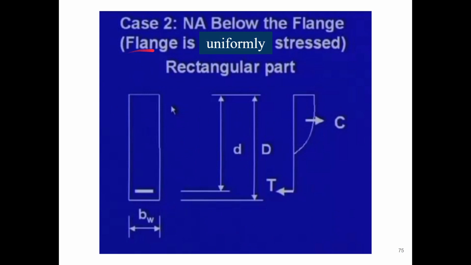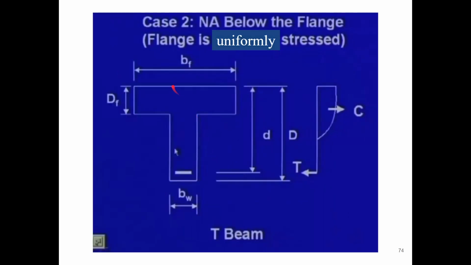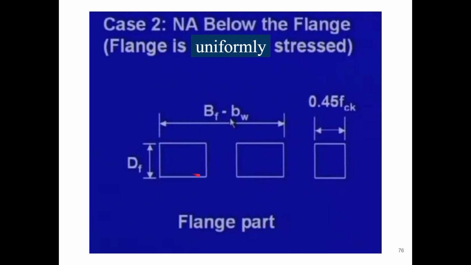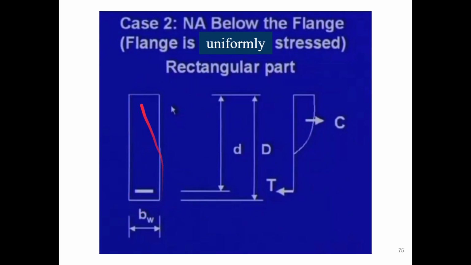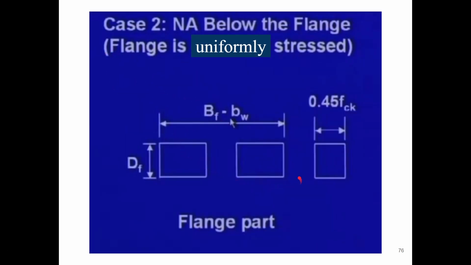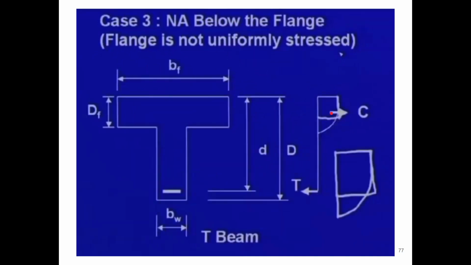And the third case is, so if it is in the second case, if it is uniformly stressed, you can see there will be a rectangular part, which is basically the beam web. And there will be the extra flange part, the extension, which is equal to BF minus BW, because we have considered here only the BW. So because it is uniformly stressed at this portion, it will be 0.45 FCK. So that is the second case.